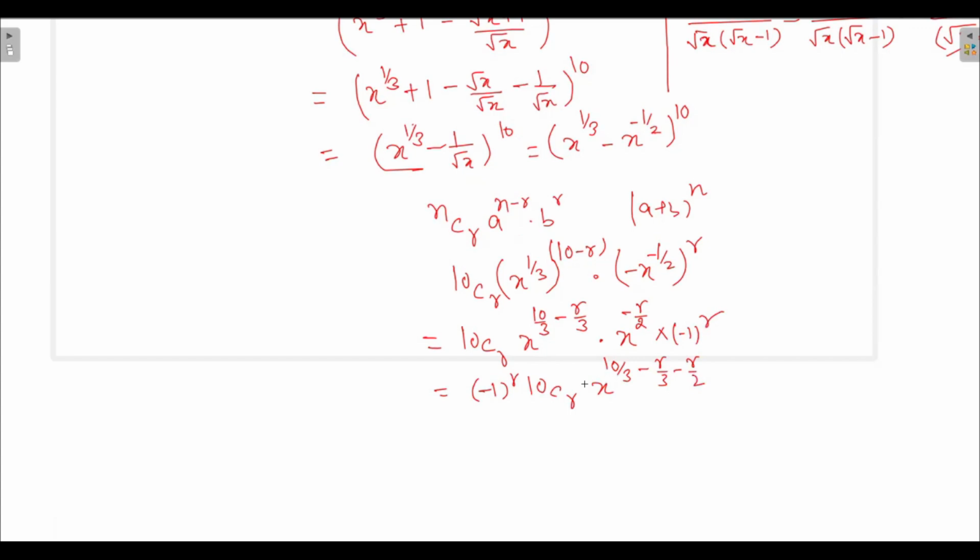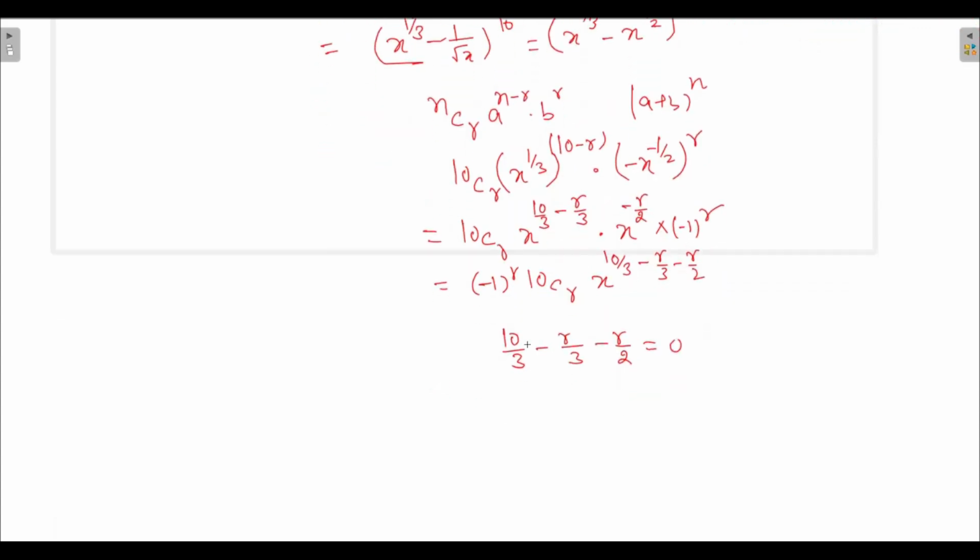But if it has to be independent of x, then this power of x should be 0. So this implies that 10 by 3 minus r by 3 minus r by 2 should be equal to 0 if this term has to be independent of x. Then this will become 10 by 3, and then let's take r to the other side and make it r by 3 plus r by 2. Then let's take 6 as LCM. This will become 3r plus 2r. So this will become 10 by 3 is equal to 5r by 6. So this is 3 to the 6 and then 5 to the 10. So from here I get r as 4.